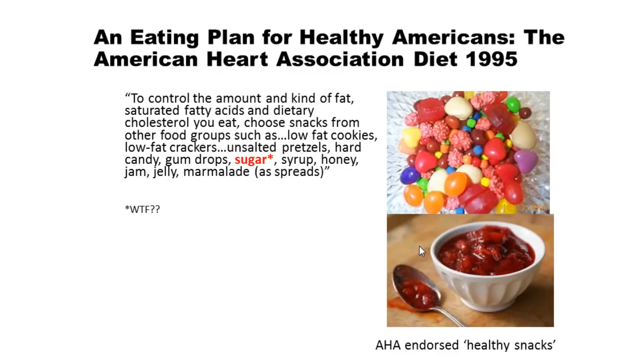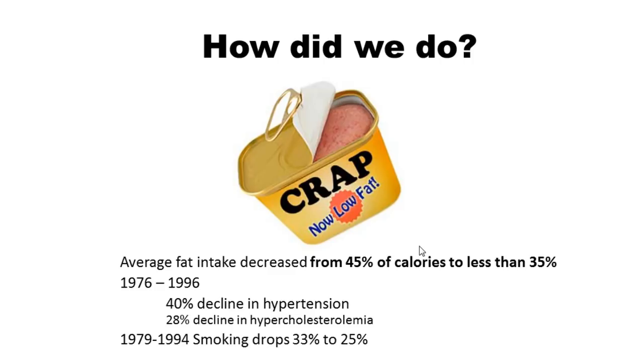It's like sugar, right? What are you telling people? In 1995, it's like, hey, you should eat more sugar and less butter. Oh, that's smart. So the question is, how did we do? Basically, Americans and Canadians did what they were told. If you look at the average fat intake, it drops from about 45% of calories to 35% of calories.